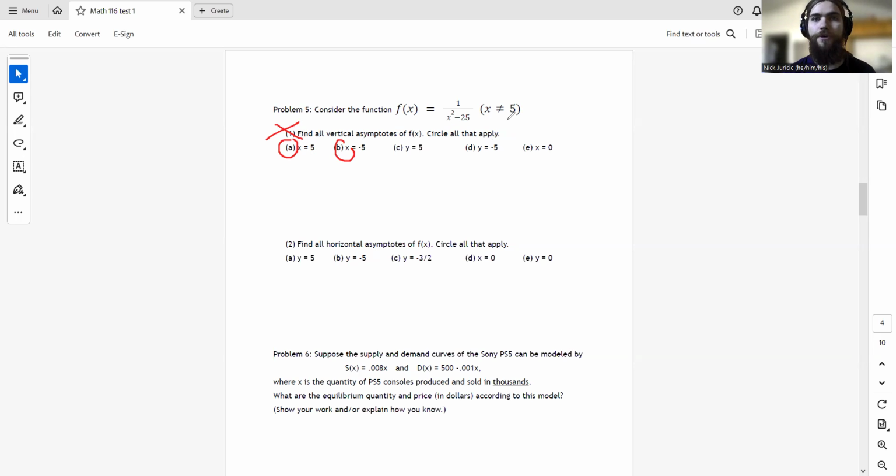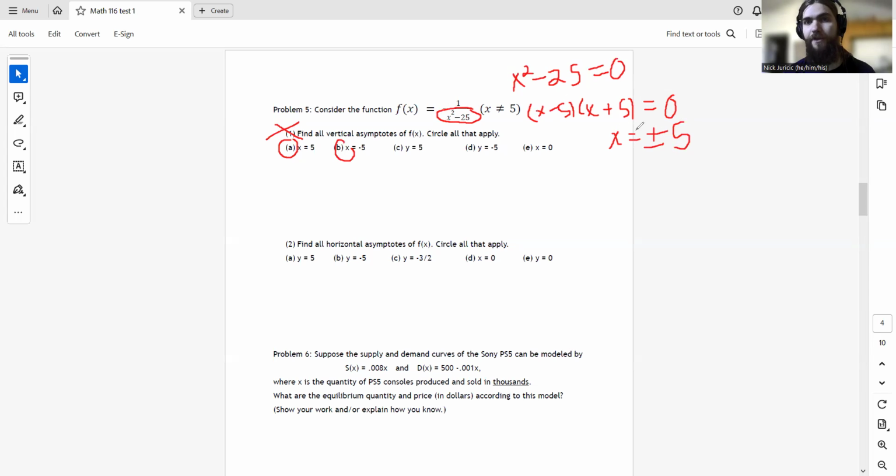found by setting the denominator here equal to 0 and solving for x. Because vertical asymptotes always occur when we are dividing by 0. So x squared minus 25 equals 0. You could factor this as x minus 5 times x plus 5 and set those each individually equal to 0. We would get x is equal to -5 and +5.